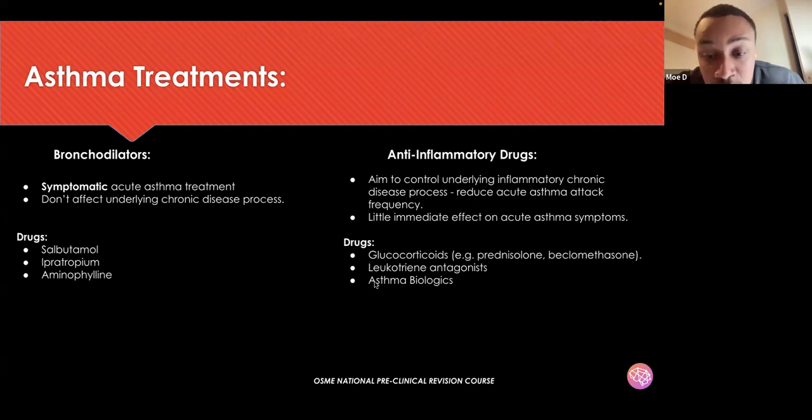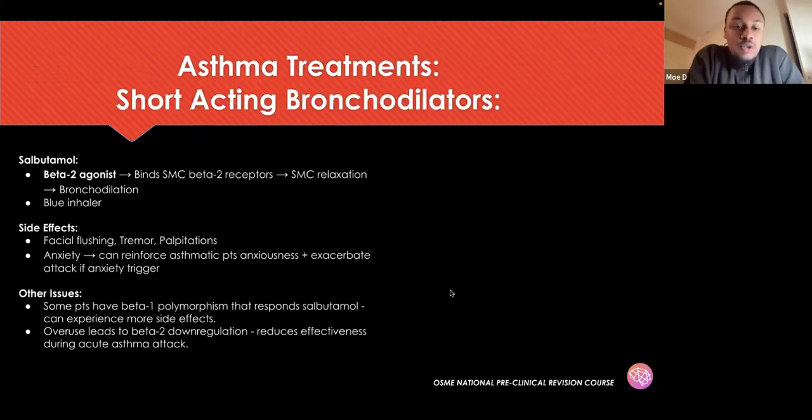And also there's these two drugs which we're going to cover, but it's more like Part B. So there's leukotriene antagonists and asthma biologics. So in terms of asthma treatments, in terms of short-acting bronchodilators, you've got salbutamol. So it's a beta-2 agonist.